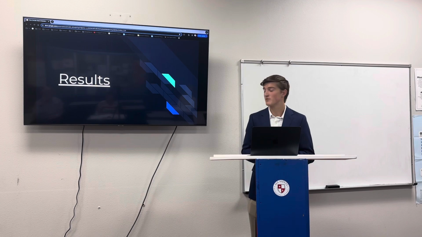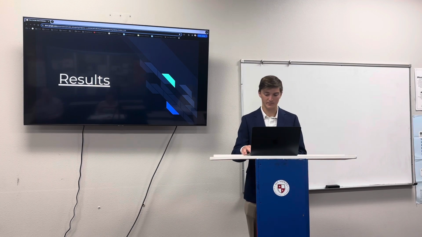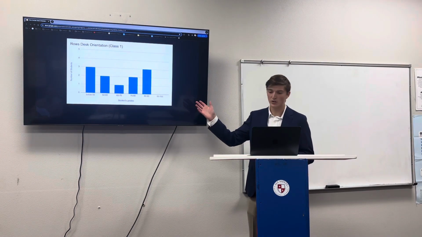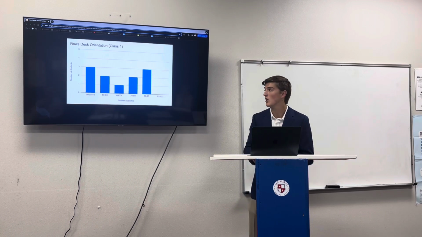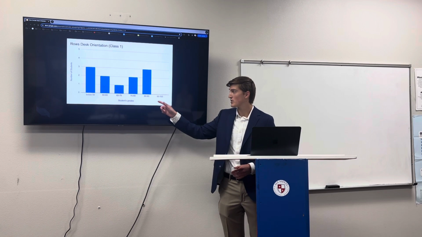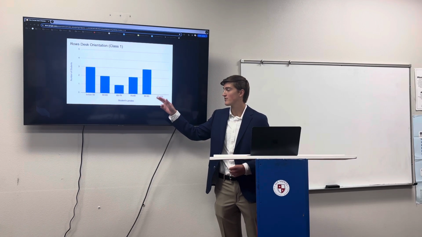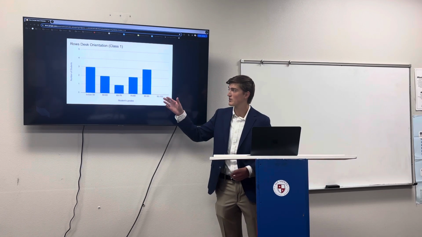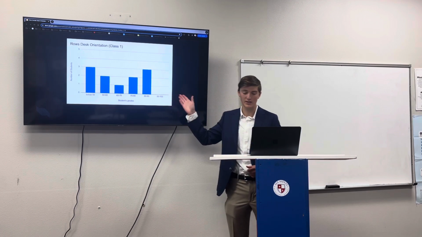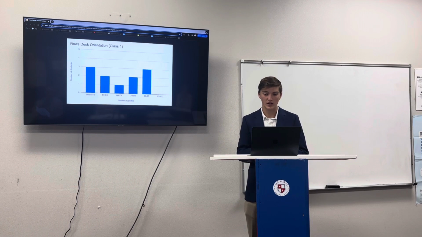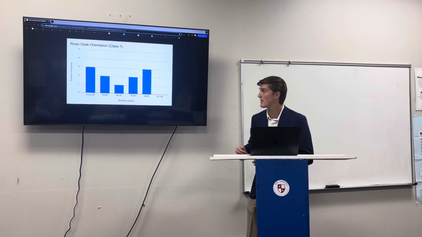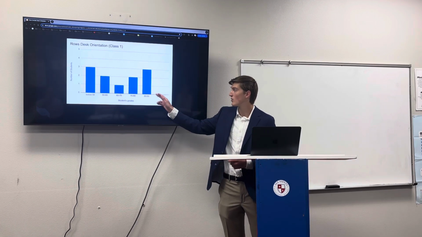After using this research method, I was able to gain these results. All the charts below depict students' grades on the practice SAT math section with the calculator test, with the x-axis showing the student's grade in each range, and the y-axis showing the number of students who scored in this range. This graph is for the rows desk orientation for Class 1. The class average for Class 1 in this desk orientation was a score of 71.6, with most students scoring in the below 70 bin or the 80 to 90 bin.